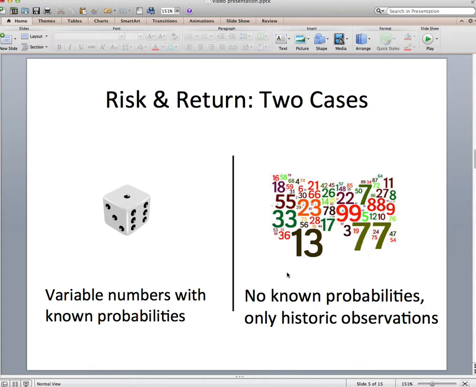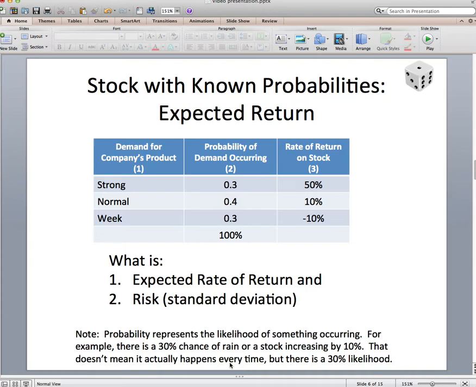So for example, looking at temperatures over the last 3 days, you could observe the high was 70 degrees 3 days ago, 60 degrees 2 days ago, and 50 degrees yesterday. So those are two different cases because in this case, there's no probability given, whereas in this case, like with throwing dice, there are given probabilities. Let's start with where they're given probabilities and how to calculate expected return.